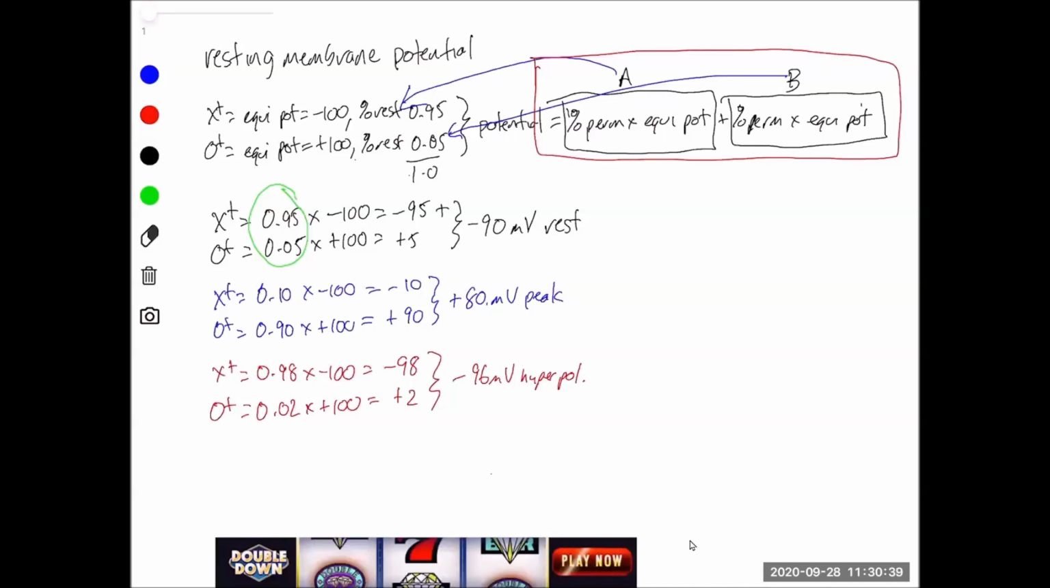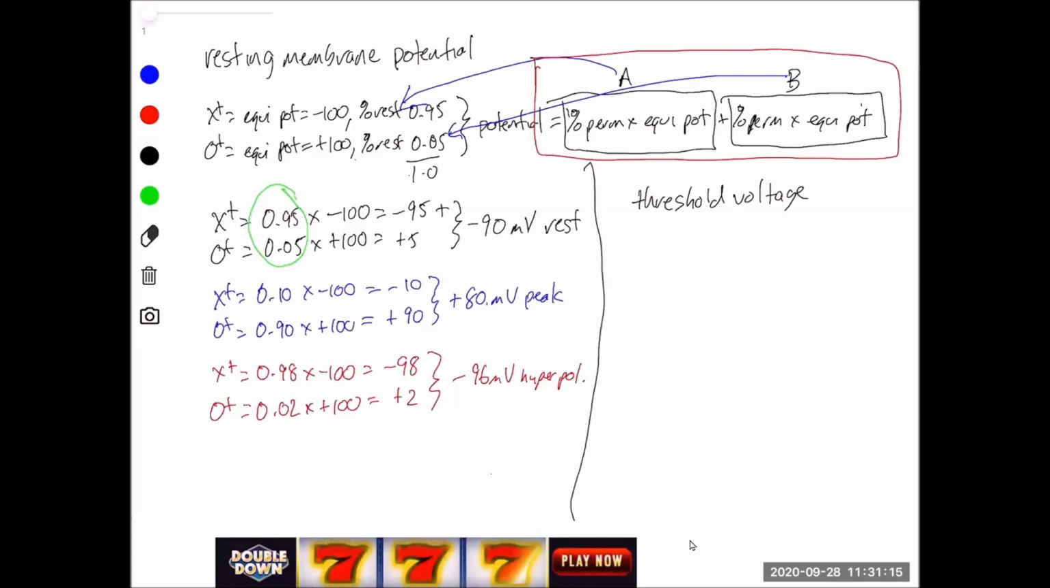The last problem says, well, we need to figure out what the threshold voltage is, okay? So threshold voltage is a little more complicated, and it involves a couple different steps. Okay, so I want to figure out what the threshold voltage is. And in this problem, and most of the problems, it's given as 10% of the difference between peak and rest, okay? And so the way we do that is, first of all, we want to figure out what the total excursion is.